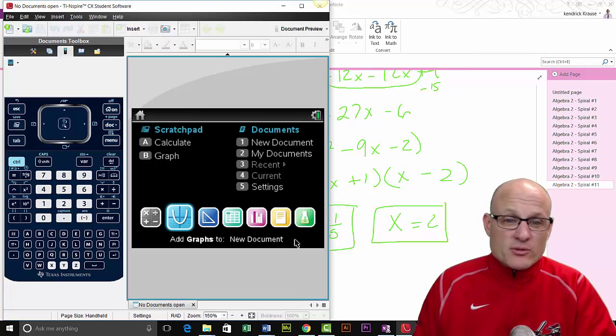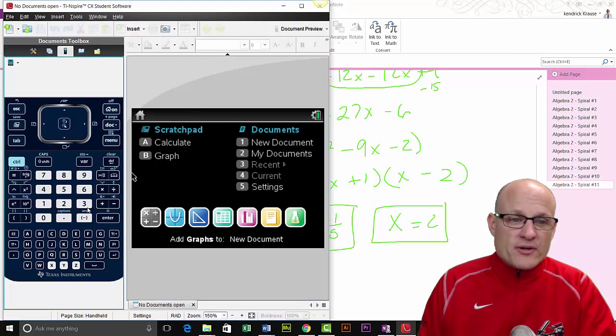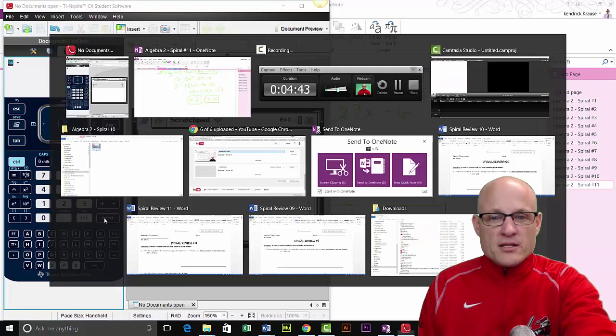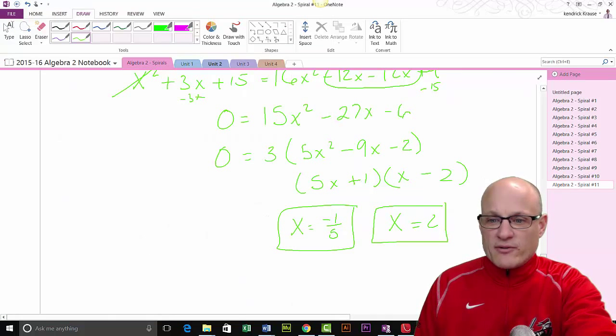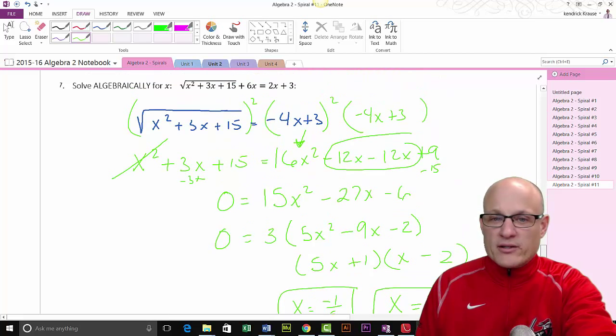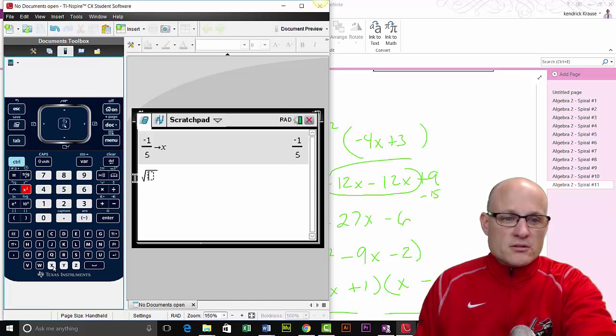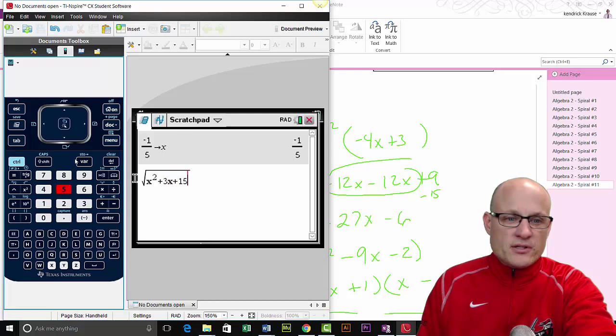Now, I told you before, on almost all these kinds of questions, you really need to check your answers. So that's what we're going to do over here. We'll store negative 1/5, negative 1 divided by 5, into x. It'll fix it, make it pretty for me. And we're going to have to type in the left side and the right side, and verify that they in fact equal each other. Go back to the original problem, square root of x squared plus 3x plus 15 plus 6x.